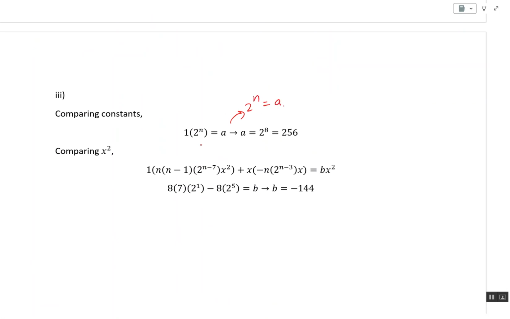Then a will equal 2 to the power of 8, since earlier I've identified my n as 8. That's why I can equate a to be 256. That's all. Then do the same thing for the x squared term, and then you do the comparison, and you should be able to solve for the question. That's all.